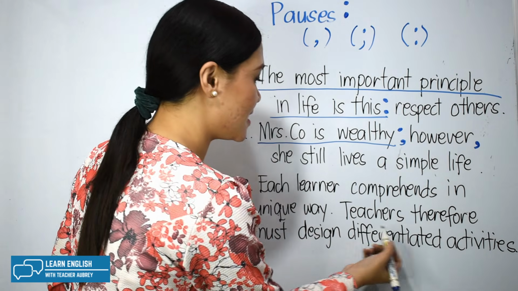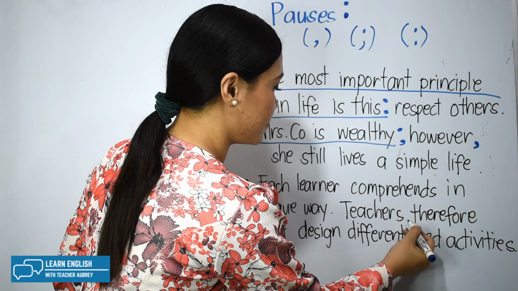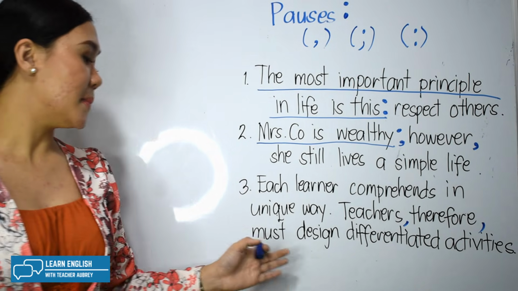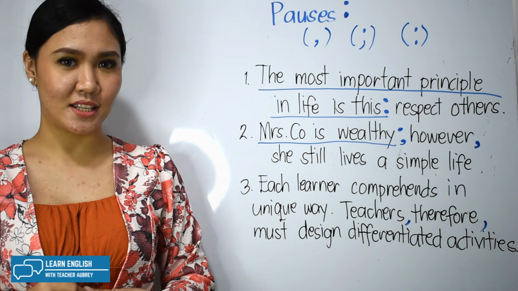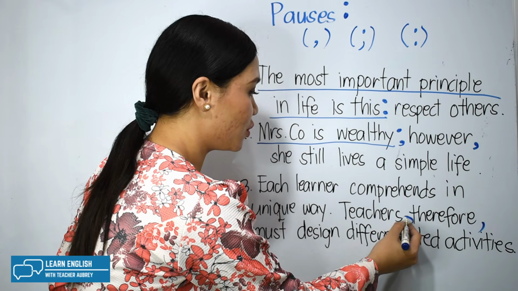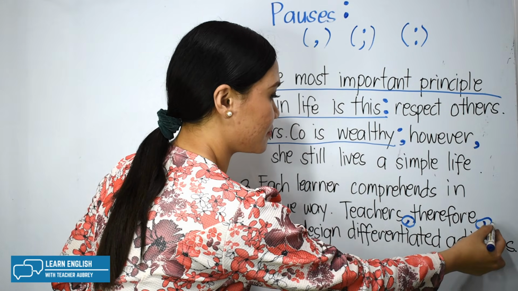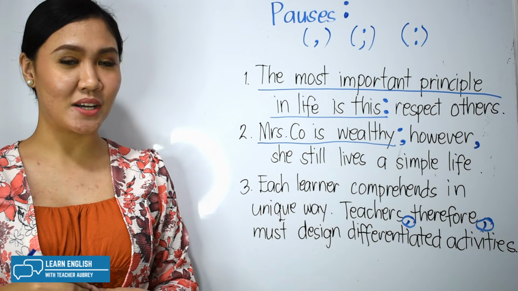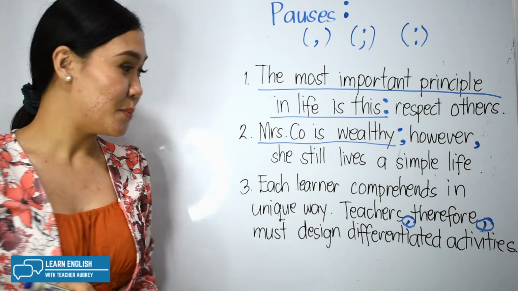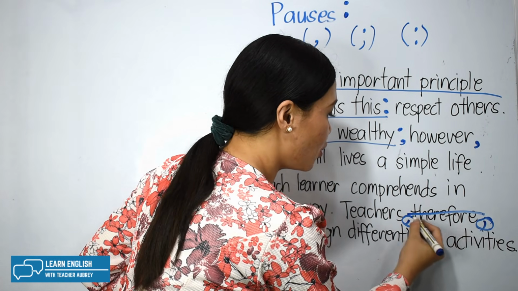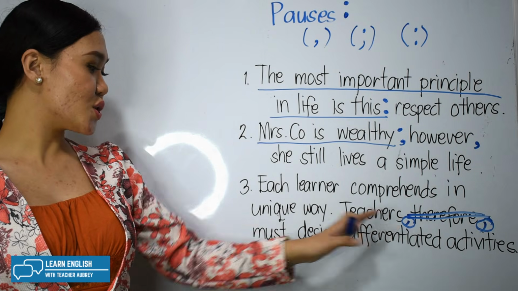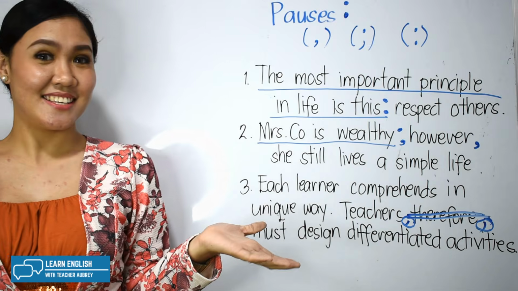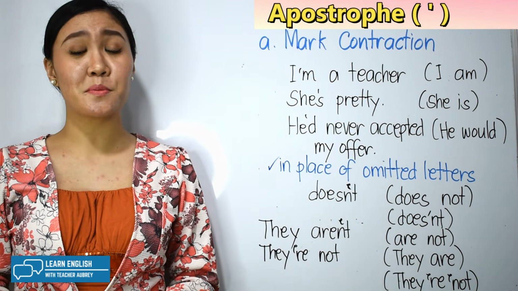So we have to use this. Teachers, comma, therefore, comma, must design differentiated activities. Pansinin nyo, napalibutan yung therefore ng dalawang comma. Dahil kabilang yan sa tinatawag nating non-essential. Ibig sabihin, kahit alisin natin yan, buo pa rin yung ating pangungusap. Teachers must design differentiated activities. That's it.